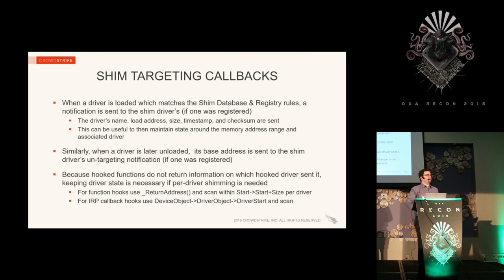Then in your function hooks, when you get the return address, you can scan: is the return address in one of these memory blobs that I know about? Okay, then this is this driver trying to call me, and you have its name and its checksum from your targeting callback. For an IRP, an IRP gets a device object. A device object points to a driver object. A driver object points to the start address of a driver. So again, you can match up the start address of the driver that's handling the IRP with one of the drivers you're targeting. That way you can know exactly what driver you are currently hooking in the middle of your IRP or in the middle of your function hook.